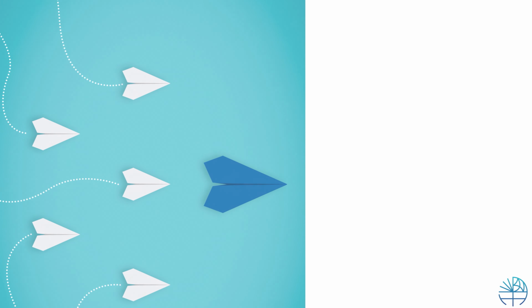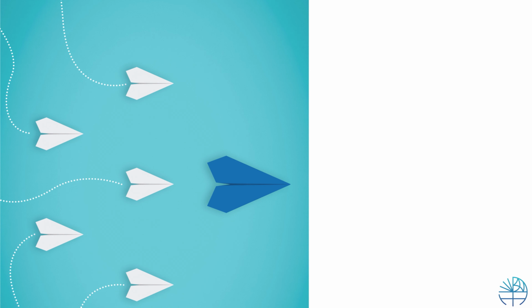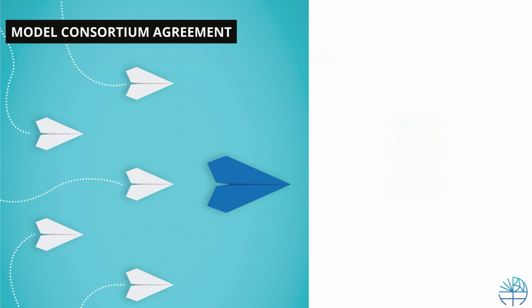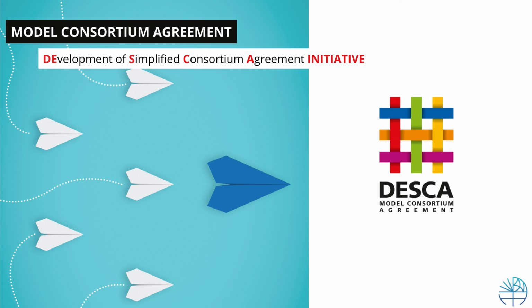Although beneficiaries have significant flexibility, the practice is relatively standardized. Consortium agreements used in Horizon Europe projects almost always follow the model agreement developed by the DESCA initiative. This model is an excellent starting point for drafting a consortium agreement for any Horizon Europe project, as it can be tailored to fit the specifics of the projects and the parties involved.